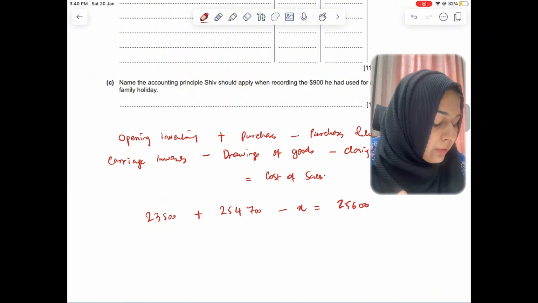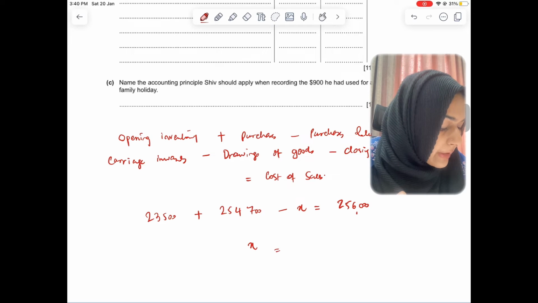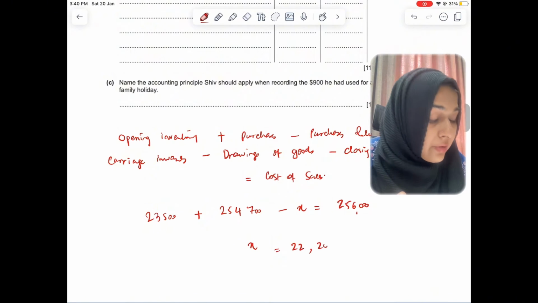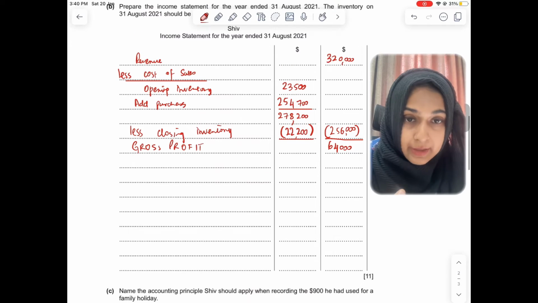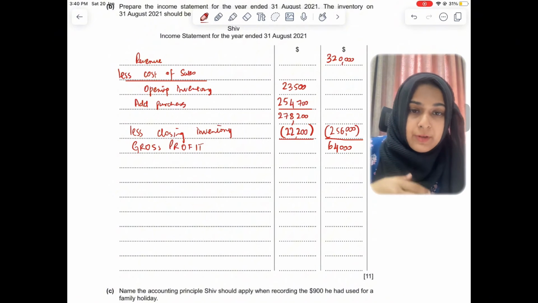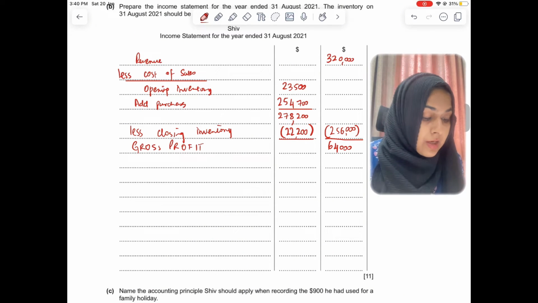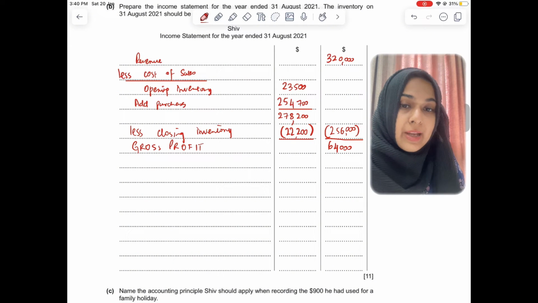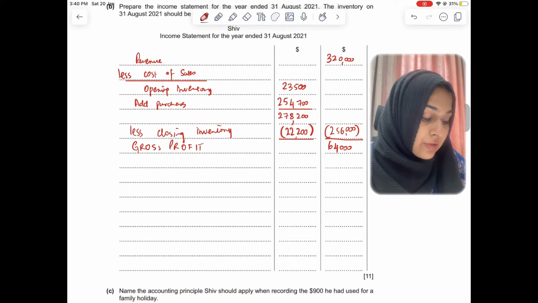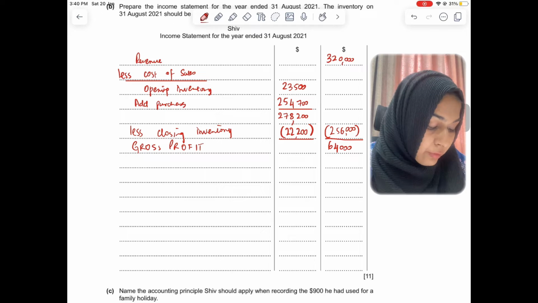So when you solve for the value of X, you find out 22,200 is your closing inventory, which we find out from the income statement by going backwards in calculation. So here we get a gross profit of 64,000.